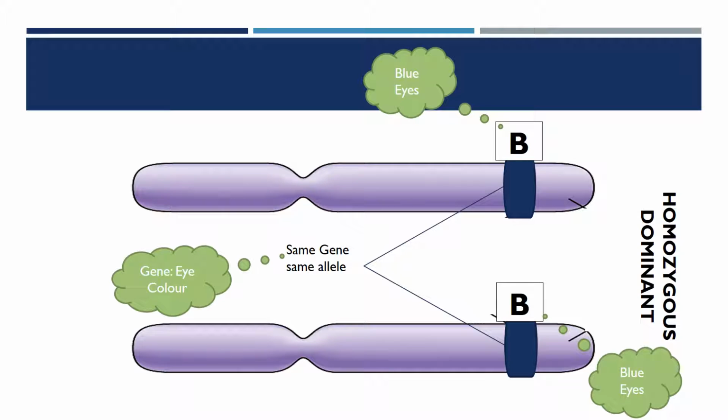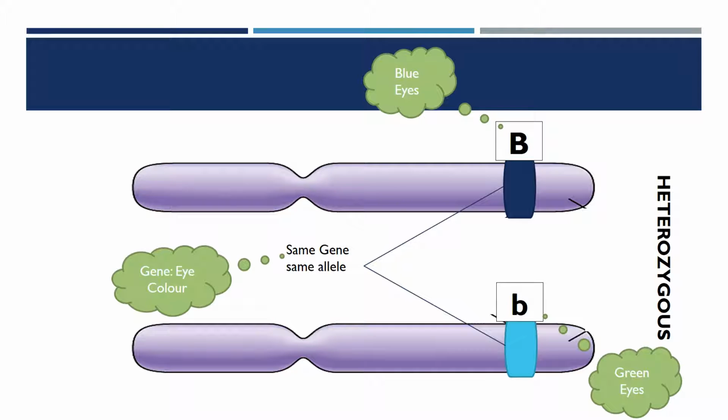So if you're homozygous dominant, both your maternal and your paternal have big B. So therefore the eye color that is expressed is blue eyes, and they're homozygous because both chromosomes have that big B. If you're homozygous recessive, then you have the two little b's, and green eyes is expressed because that's the recessive trait for your eye color. Finally, you have heterozygous, where you have one big B and one little b. But since the big B is dominant, blue eyes is expressed, and the individual is a carrier for green eyes.